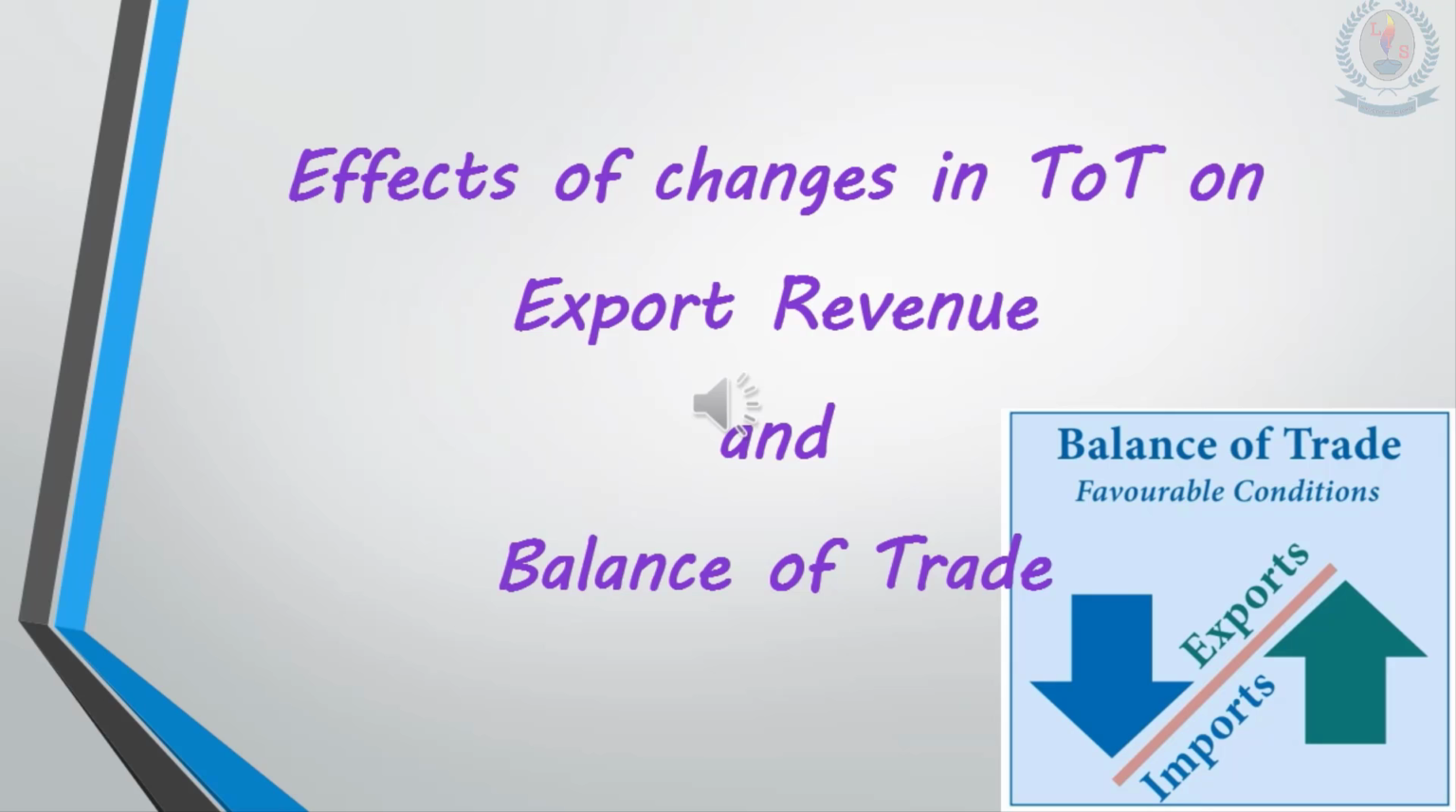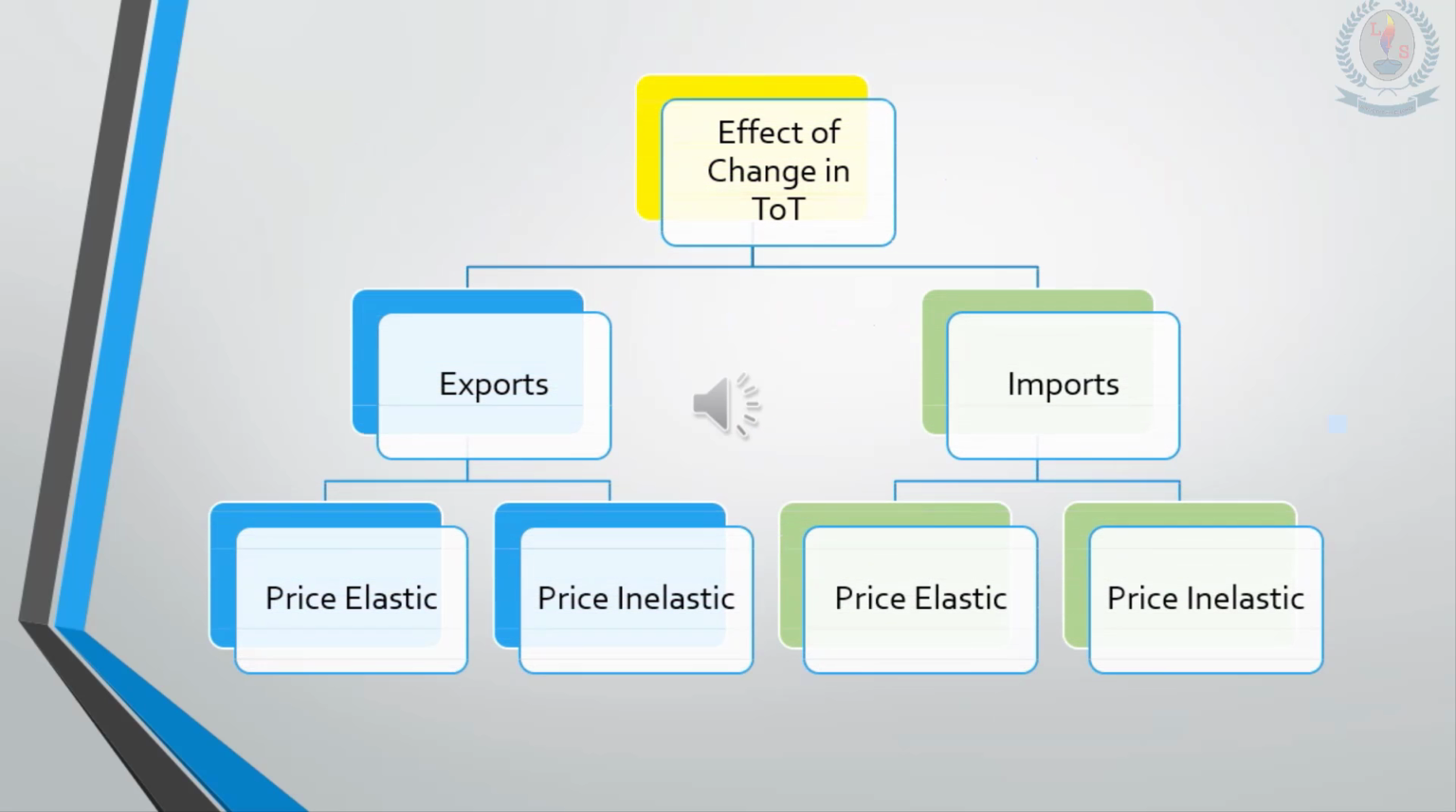So far in this video we have identified some reasons which change the terms of trade in a country. Now let us look at the effect of these changes on the country's export revenue and balance of trade. That means how an improvement or a deterioration in the terms of trade affects the export revenue and the balance of trade in that given country.